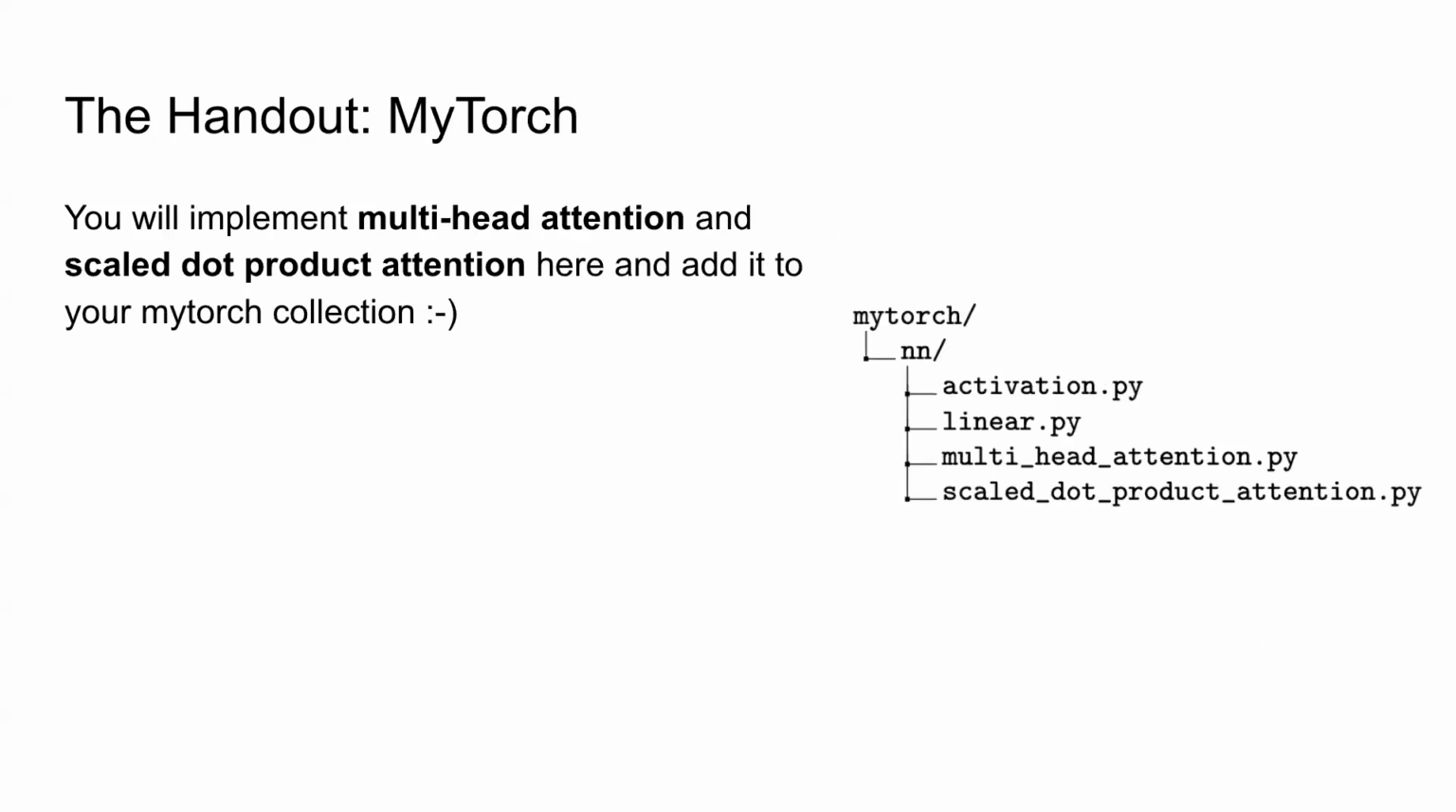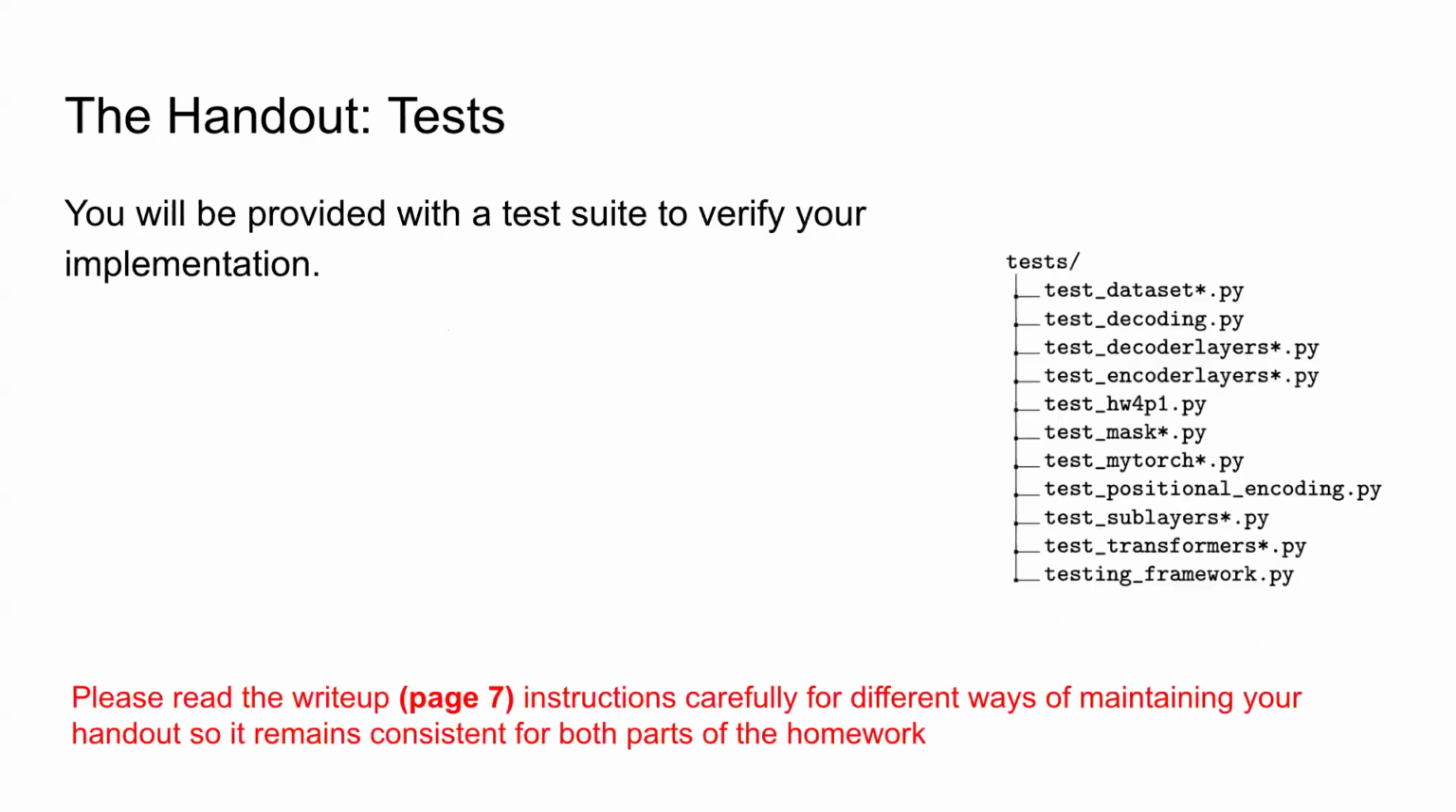The handout also includes MyTorch, like we saw earlier. In MyTorch, you'll be implementing multi-head attention and scaled dot product attention. This is just for homework four part one here. And you'll be required to add it to your MyTorch collection, as we've been adding perennially since the start of homework two.